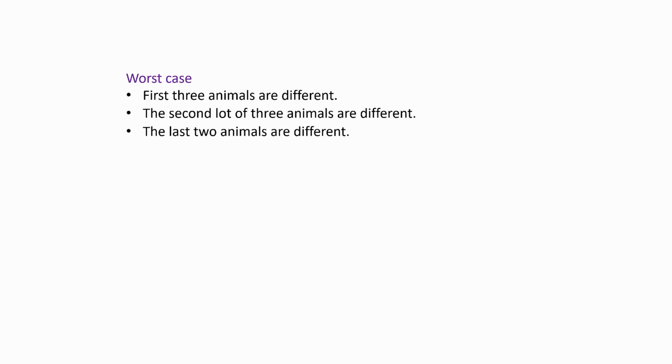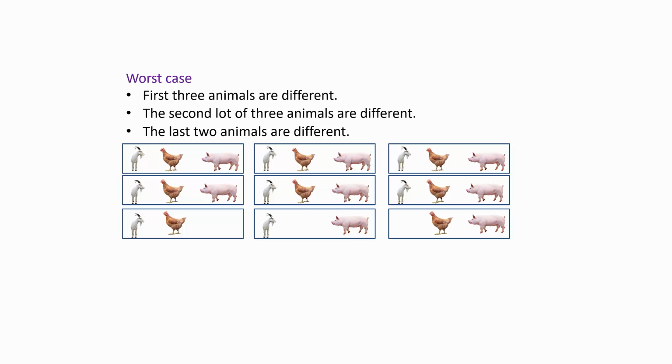Again, let's begin by thinking of the worst possible case. And that means that out of the 8 that have escaped, the first 3 will be different animals, and then the second lot of 3 will also be different, and the last 2 will be different as well. And the combinations for that will look like the following. There they are. First combination, the first 3 are different, the second 3 are different, and the last 2, let's say, are a goat and a chicken. Or the second combination will be that the last 2 are a goat and a pig. Or the final one, that the last 2 are a chicken and a pig.